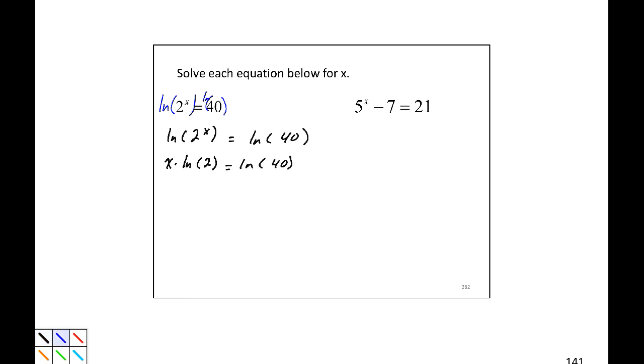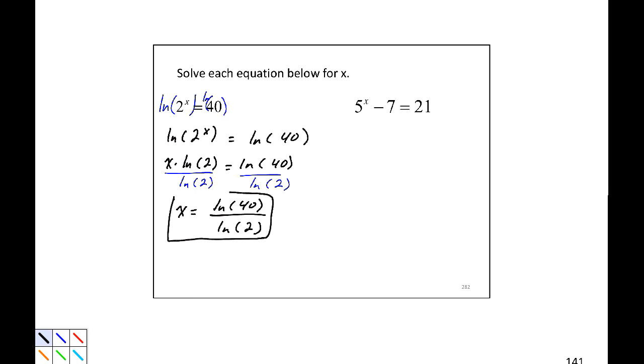Now we can divide by natural log of 2 on both sides to arrive at x equals natural log of 40 divided by natural log of 2. Now, we're searching for an exact answer. If we needed an approximate answer, we could then evaluate that in a calculator or something of that sort.